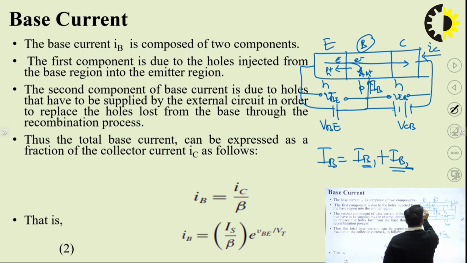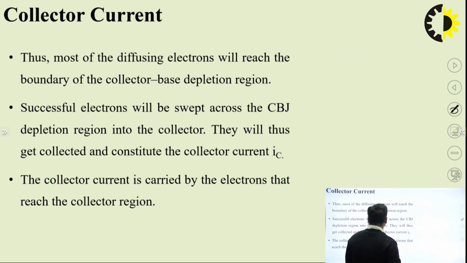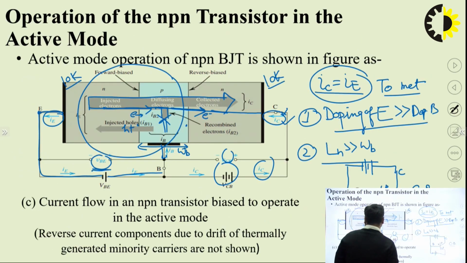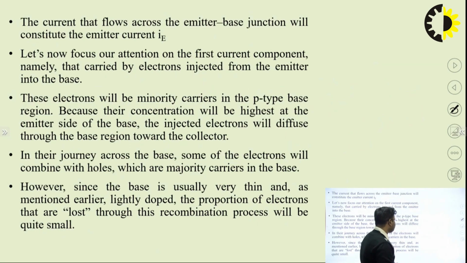This is IC, and IE is in the same direction as IC, and IB is in the inward direction. So the directions of the currents are shown in the diagram. This is the direction of IE, this is IC, this is IB. Why is this IB inward? Because holes are supplied from the battery, and the holes flow in this direction. So current will be obtained in the direction of holes.